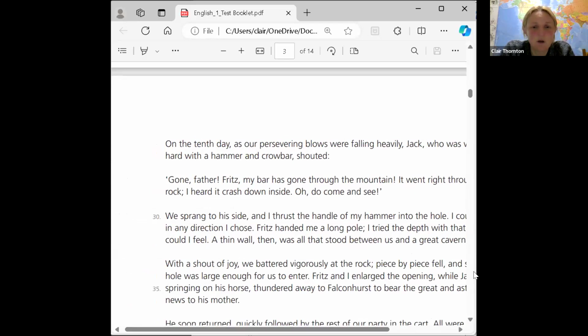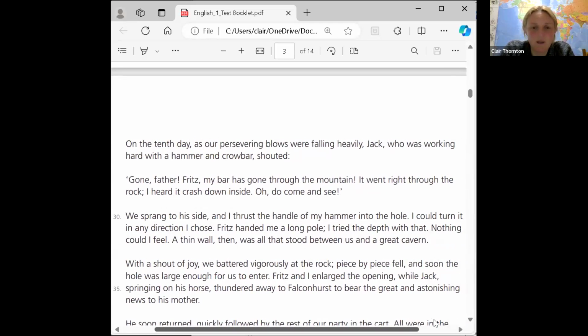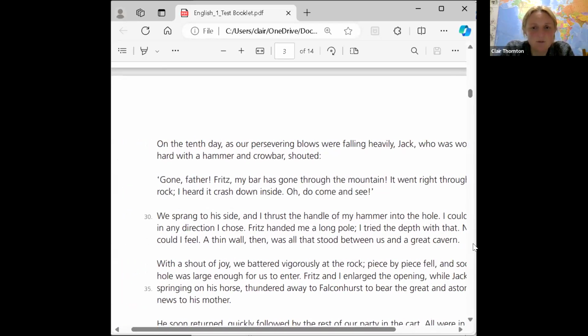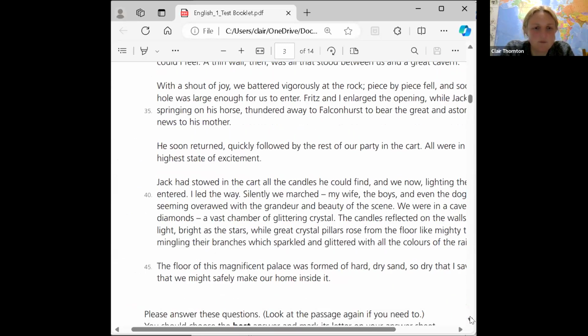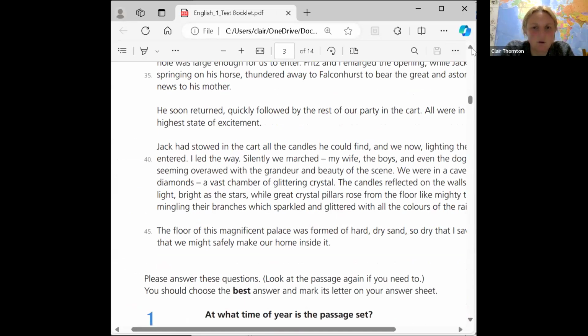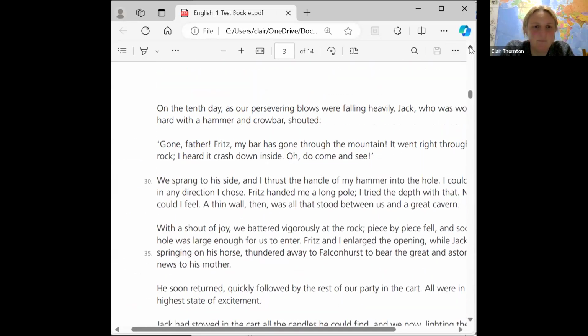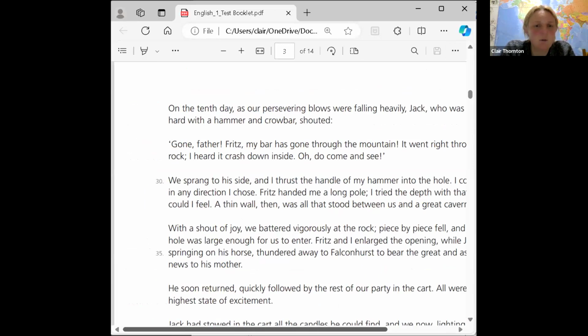Okay, so have we got to the part where he lost his crowbar? Let's double check a little bit further on and see where we are up to, because he definitely has the crowbar here. On the 10th day, Jack, who was working hard with a hammer and crowbar, shouted, "Gone, Father, my bar has gone through the mountain." Now, it doesn't say my crowbar, but it's referring to the crowbar. So it's at this point that the text is referring to. "Gone, Father Fritz, my bar."